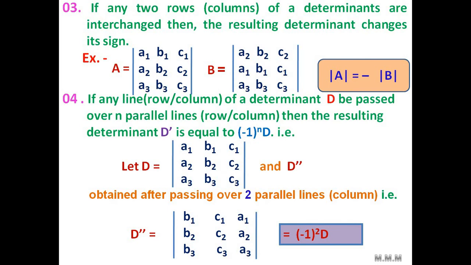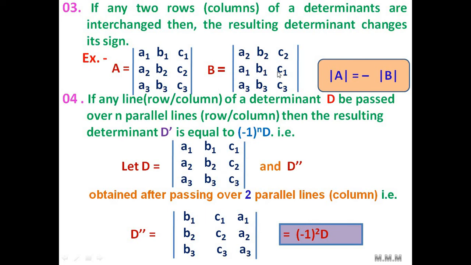Now the third property is given here. If any two rows or columns of a determinant are interchanged, then the resulting determinant changes its sign. Here A is A1 B1 C1, are you observing? A2 B2 C2, A3 B3 C3. B is what? Only it can be interchanged. R1 is here in place of R2 and R2 in place of R1. Then determinant value will be minus here.